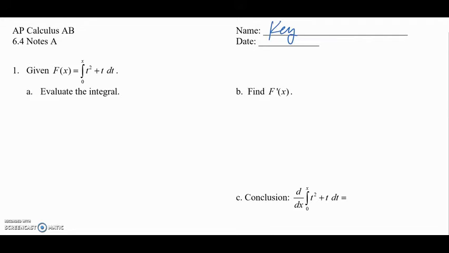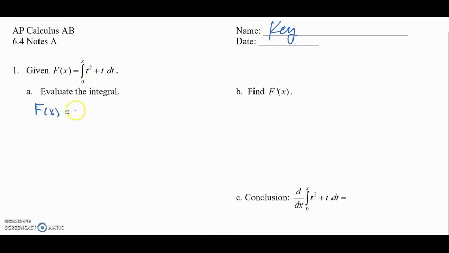You can see this first example here. It says, given that capital F of x is the integral from 0 to x of t squared plus t dt, evaluate the integral. Now, sometimes we think evaluate means that you're going to get an actual value, but what we mean here is, let's perform the integral by using the antiderivative.